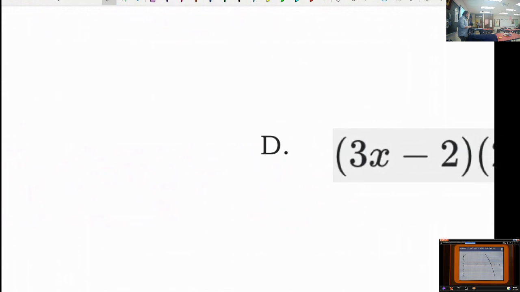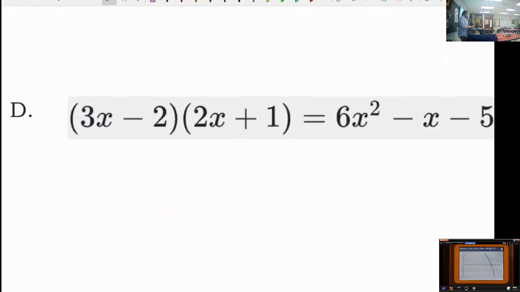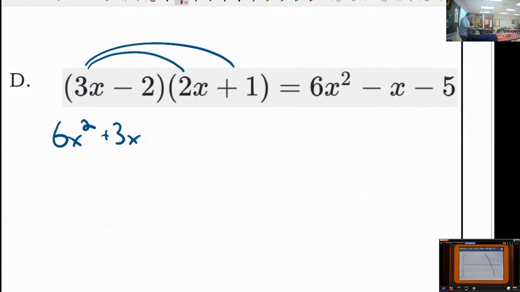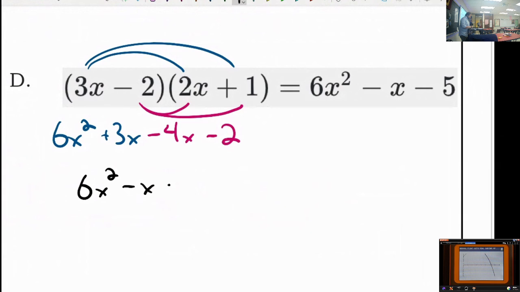And finally, question D, we have 3x minus 2 times 2x plus 1. We're going to multiply this together and see if it's ever equal to what we have on the right. So 3x times 2x is 6x squared. 3x times 1 is 3x. Negative 2 times 2x is minus 4x, and negative 2 times 1 is minus 2. So we have 6x squared minus x minus 2.